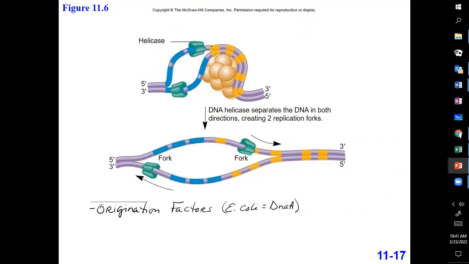Remember the DnaA boxes? That's what's here in yellow. This is the protein DnaA. So the box is the DNA sequence to which the protein DnaA binds. So origination factors in E. coli, it's DnaA, are proteins that recognize and bind to the origins.